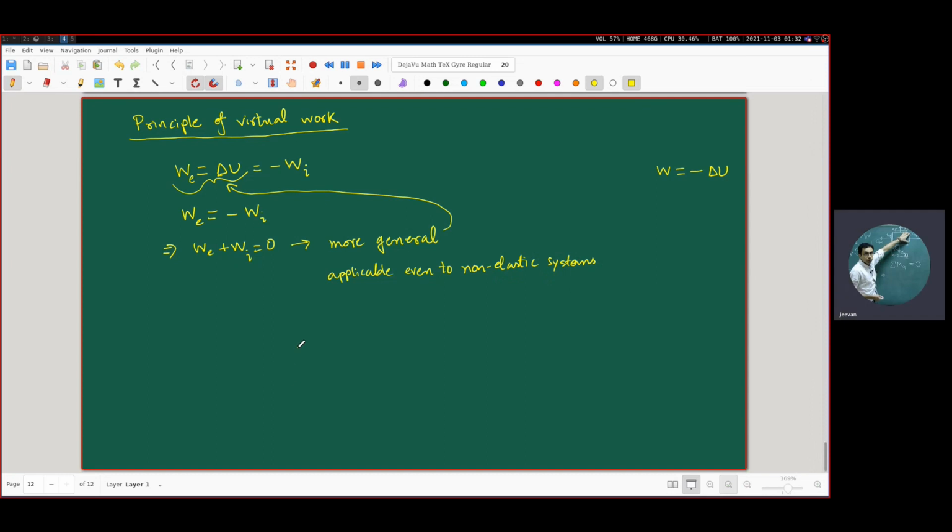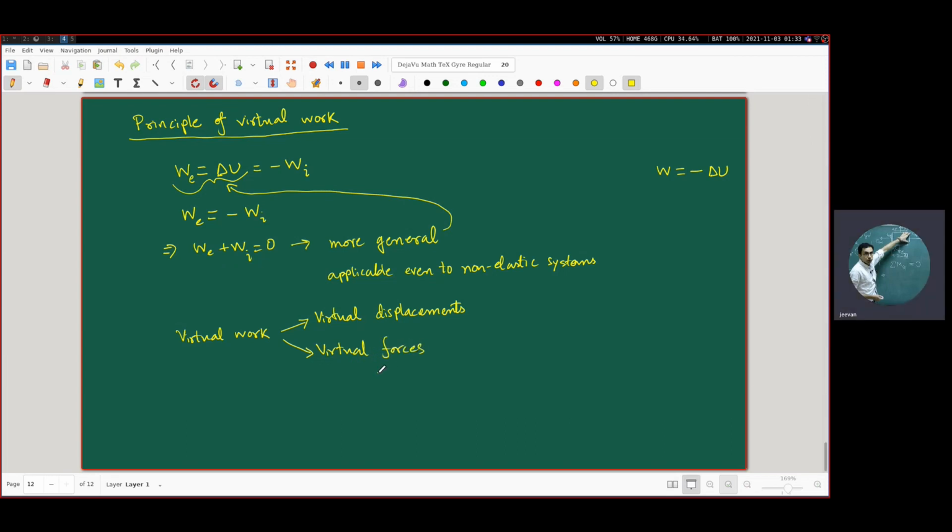All right. Now we want to come to the principle of virtual work. So what is this virtual work? When we say virtual work, there are two ways of looking at it. We can have virtual work associated with virtual displacements, and the other option is that the virtual work may be associated with virtual forces.